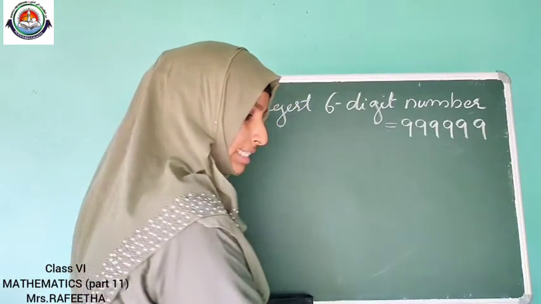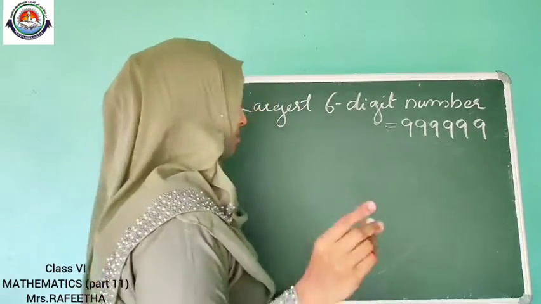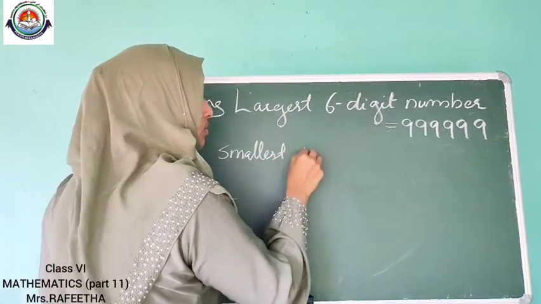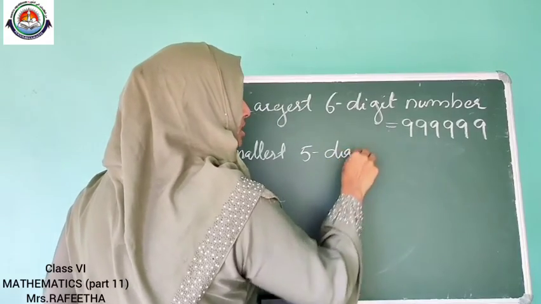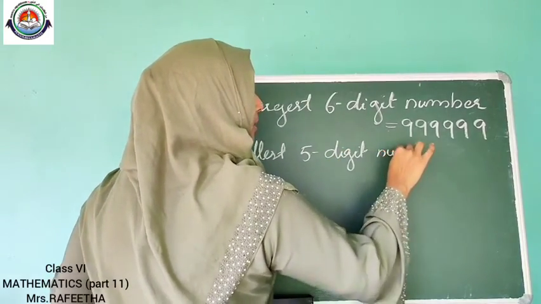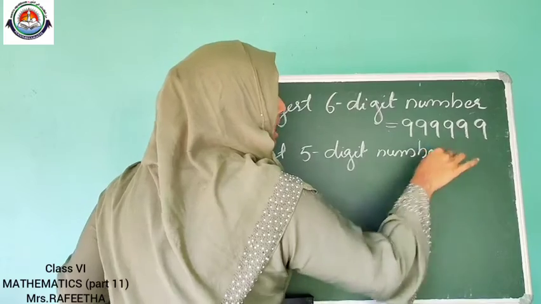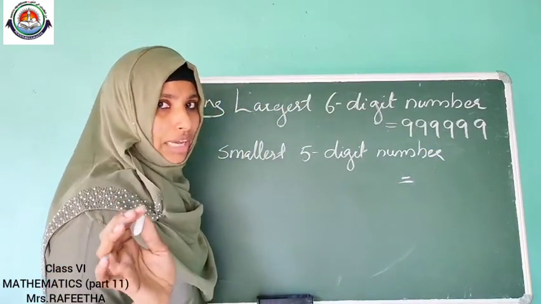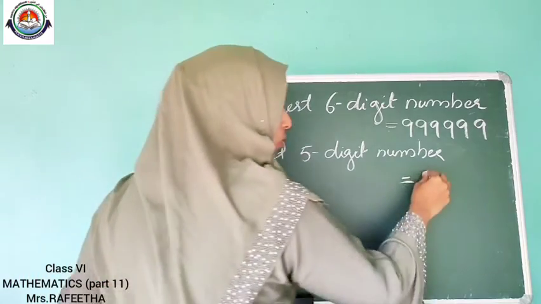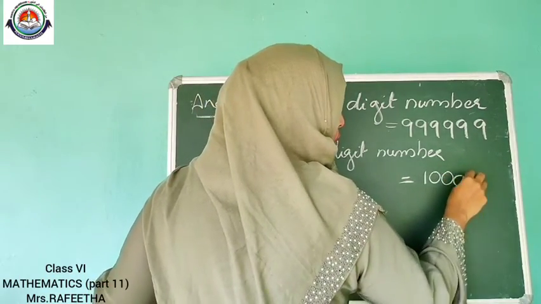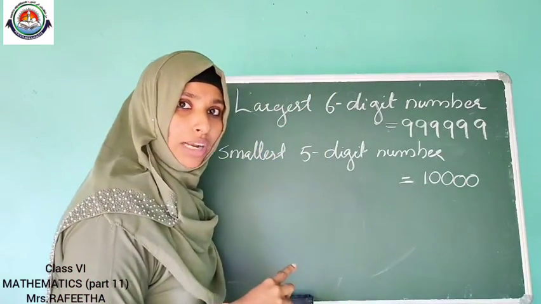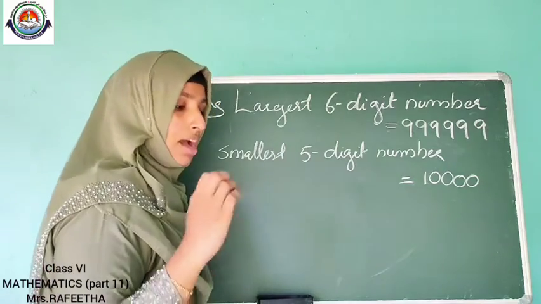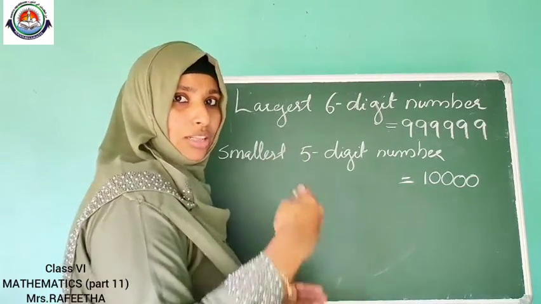Next, the smallest 5-digit number. Which is the smallest 5-digit number? I said that the smallest digit numbers will always be the powers of 10. How many digits? 5 digits. So, 1, 2, 3, 4, 5. This is the smallest 5-digit number and this is the largest 6-digit number. They asked to find the difference between these two.